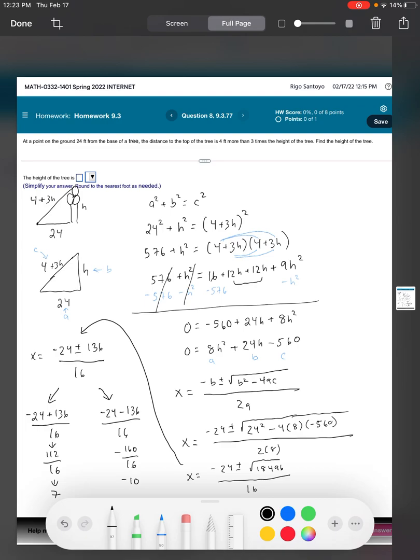But we're talking about the height of a tree. So the height can't be negative. Therefore, the answer here has to be 7. So a nice example of working this problem out.